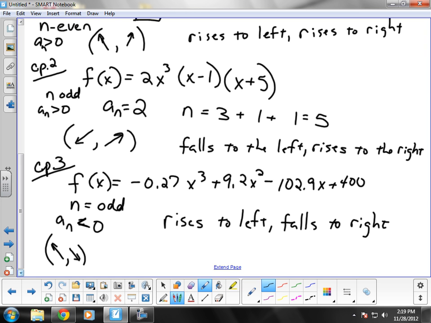That's not multiplied. That's added. The reason I added up here is because these were multiplied together. Good question. Okay.